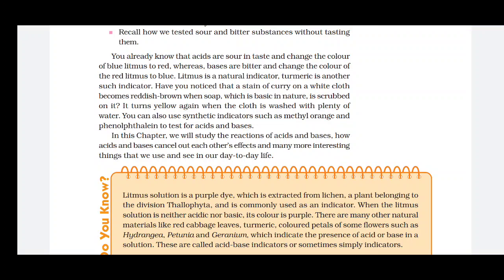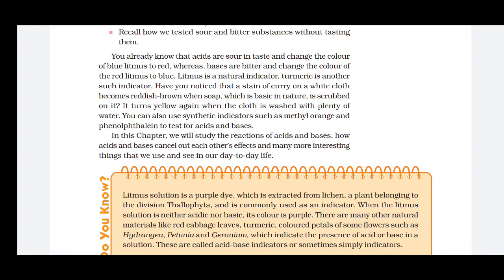Natural indicators are generally extracted from natural plants like flowers, red cabbage, hydrangea plant, turmeric. At our houses we have haldi. Haldi is also a natural indicator. With the help of haldi also we can see if a particular substance or a solution is acidic or basic. So one of the best natural indicators is turmeric.